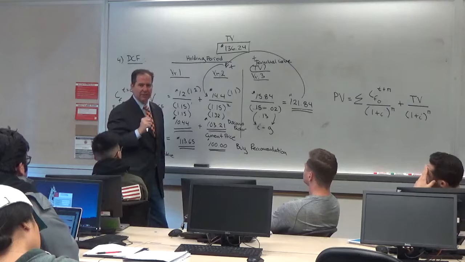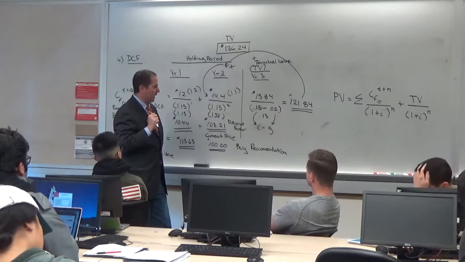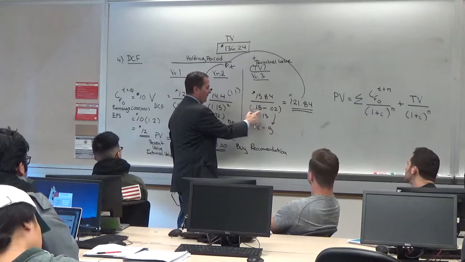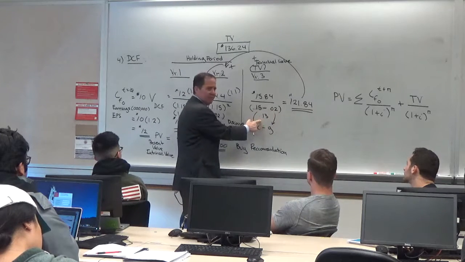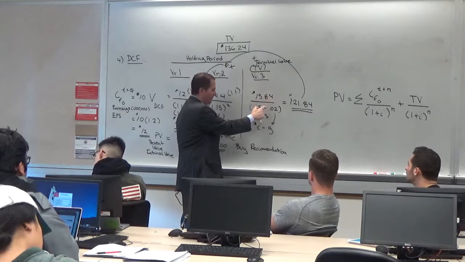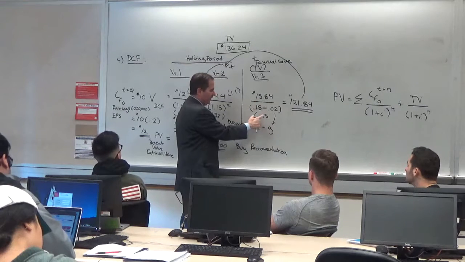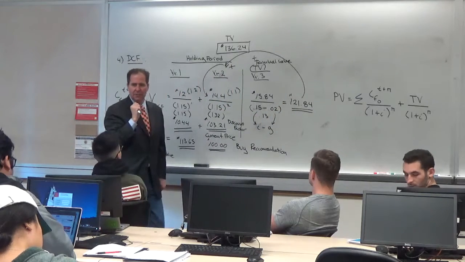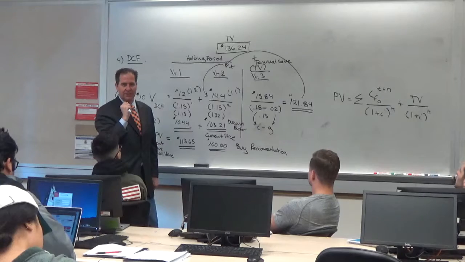So we went ahead and we used our expected return of 15% as the discount rate. And they said, well, we think that the earnings and the cash flows are going to grow at 2% forever. So 0.15 minus 0.02 is going to give us 0.13. So the $15.84 divided by 0.13 should give us $121.84 as our terminal value. Does everybody get that?